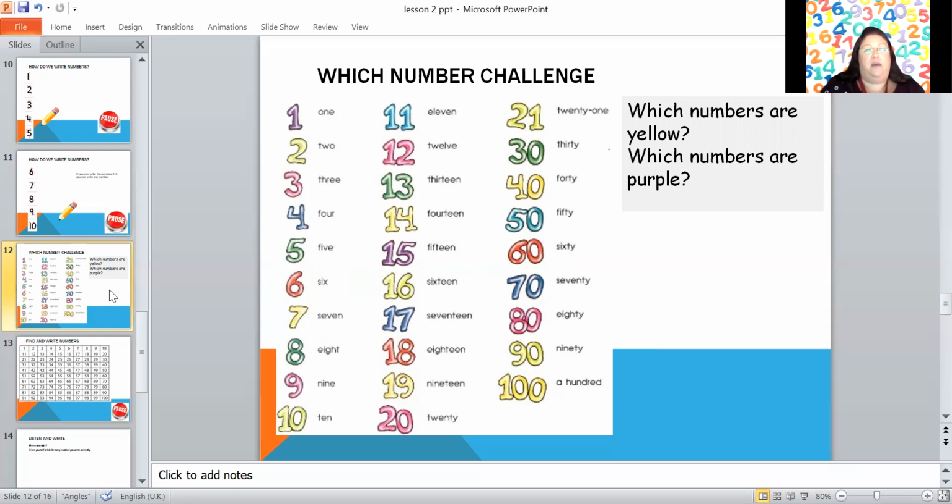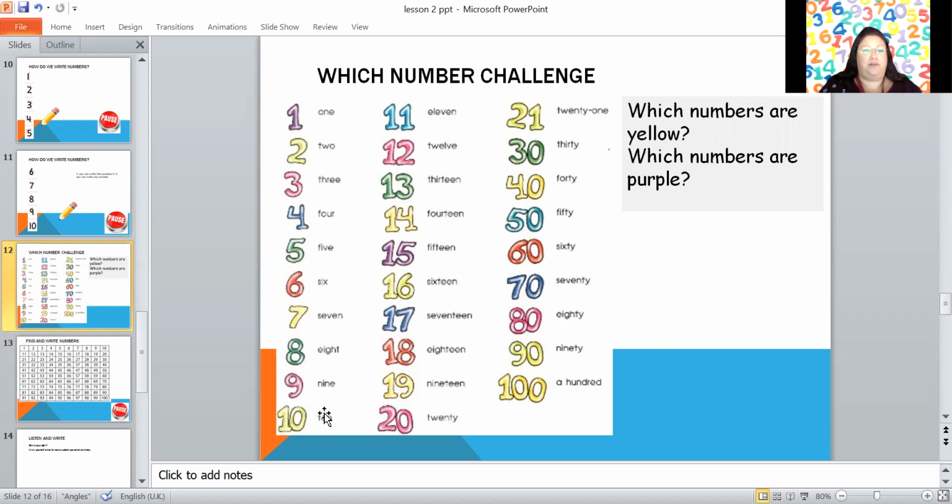So, for example, if I called out yellow, on your board you can see that number 100, that's a very big number, isn't it, is yellow, 90's yellow, 40's yellow, 21's yellow. What number is that? 19, 16, 14, 2, 7 and 10. They are all the yellow numbers.